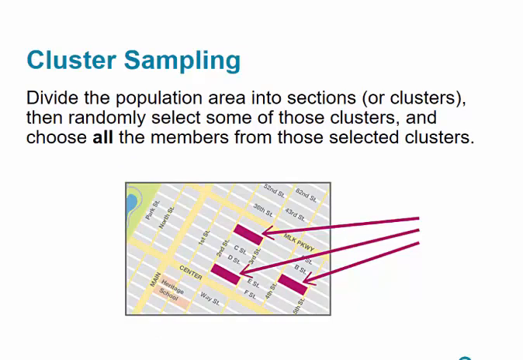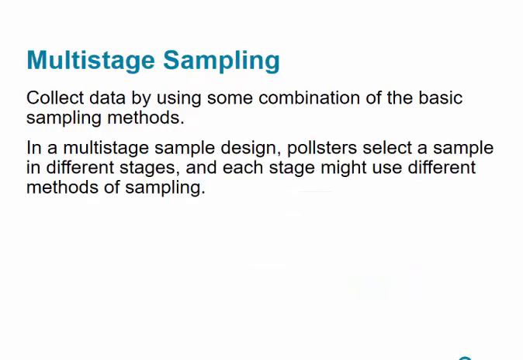Here you divide the population area into sections or clusters. Then you randomly select some of the clusters and you choose all of the members from those selected clusters. So that is the key difference between cluster sampling and stratified sampling. When I divide them into groups in stratified, I simply randomly sample some of the members of each group. In cluster, I choose the clusters or the groups, if you will, and then everyone within that group is sampled.